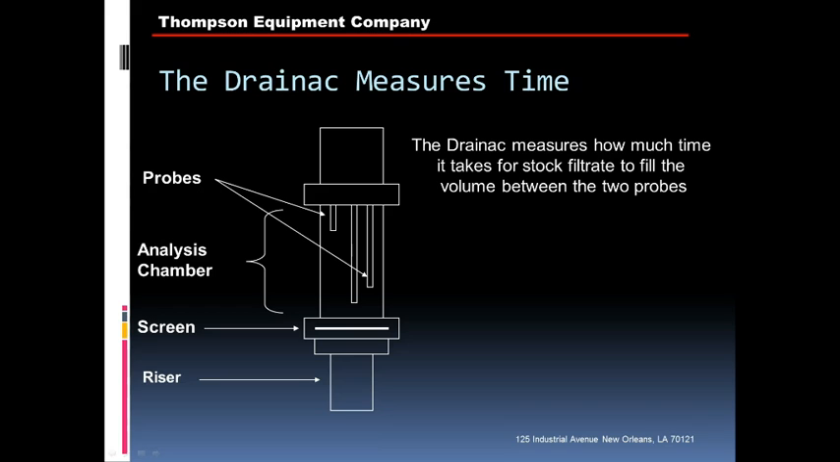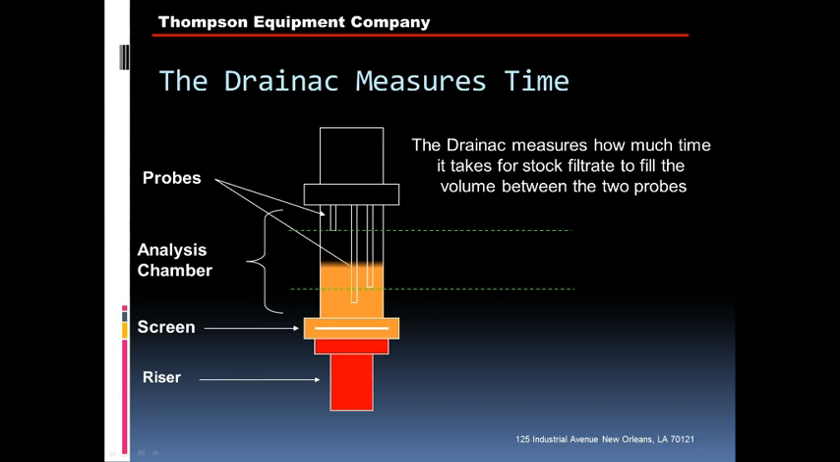What the Drainac does is measure time. It basically measures how much time it takes for your stock filtrate to fill the volume between the two analysis probes. And it looks something like this. So you can see that it takes X seconds for your stock to fill the volume between the two analysis probes. That is the native measurement of the Drainac. It's called cycle time, or in its filtered version, the drain time.